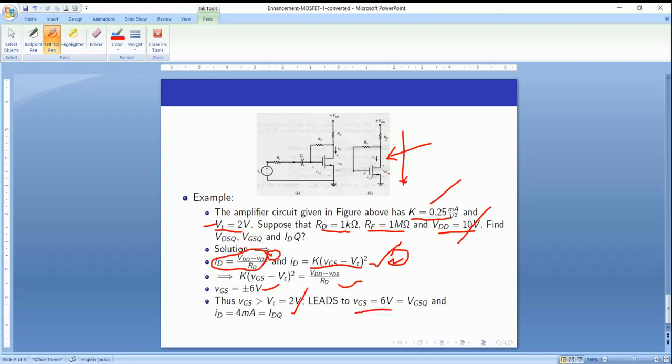Substituting VGS equal to 6 volts in the above equation, we can determine ID equal to 4 milliamperes. Either you can use equation number 1 or equation number 2. So finally, we have written two equations for ID, and equating 1 and 2, replacing VDS with VGS, because VDS is equal to VGS, we get the VGS equation. VGS we consider as VGSQ, and then substituting that in ID, you get IDQ.